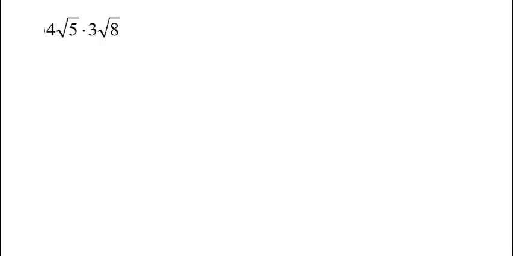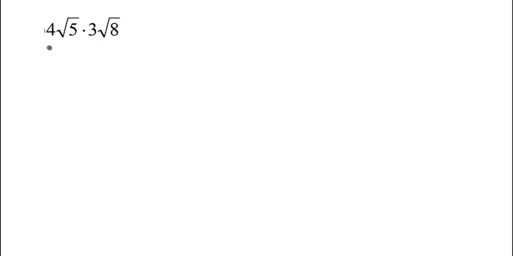In this video, we've got 3 different example problems where we're going to be multiplying radical expressions. In this first example, we've got 4 times the square root of 5 times 3 times the square root of 8. And what you do is just multiply any number in front of the radical by any other number in front of a radical.